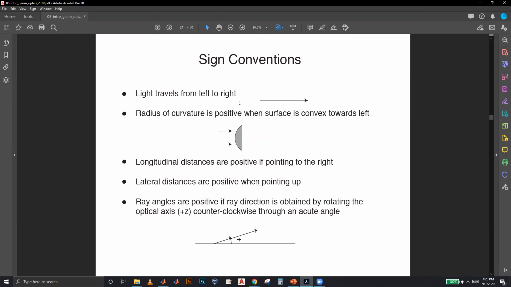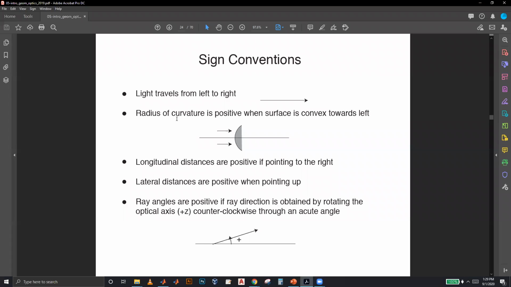So the sign convention slide is very important. When you solve your geometric optics problem, and there will be one, don't forget this slide. It says light travels from left to right by convention. If light travels from left to right, the radius of curvature is positive when the surface is convex, bending like this, convex toward the left. Longitudinal distances are positive if pointing to the right, and lateral distances are positive when pointing up. And the ray angles are positive pointing in the counterclockwise direction.